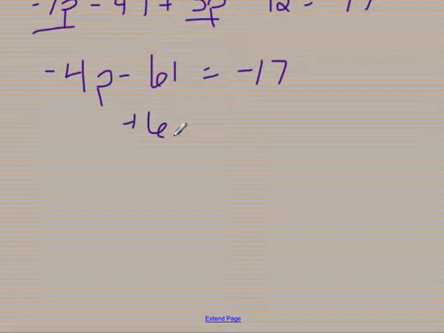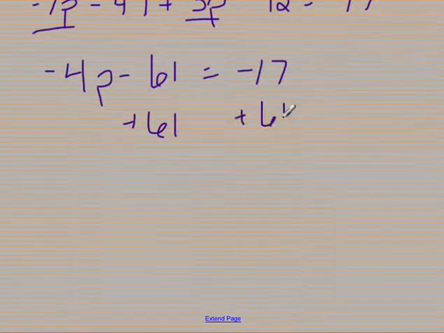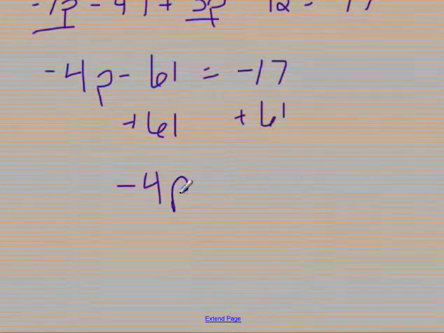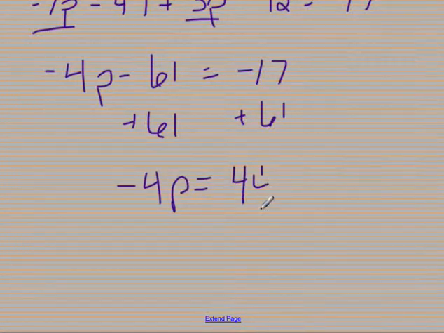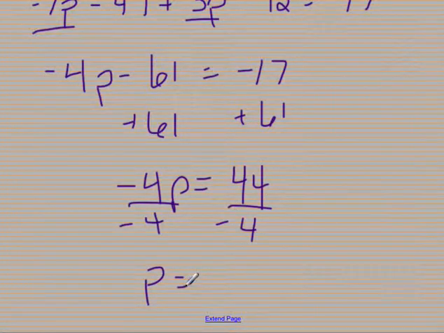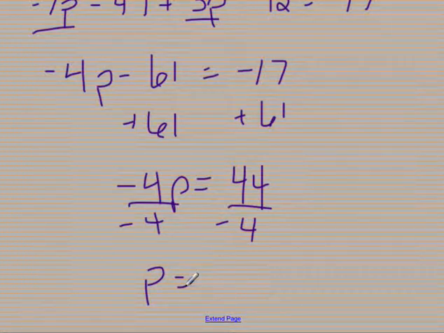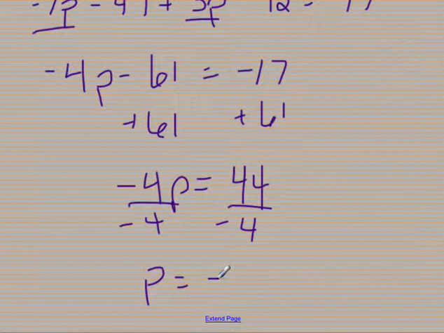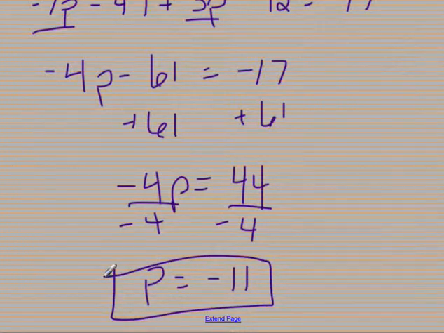Now I need to get that 61 over to the other side. Since it's negative, I'm going to add it. So I have negative 4p is equal to negative 17 plus 61, which is 44. Then I'm going to divide both sides by negative 4. So I have 44 divided by negative 4. A positive divided by a negative gives me a negative number. 44 divided by negative 4 is negative 11. So I get that p is equal to negative 11.